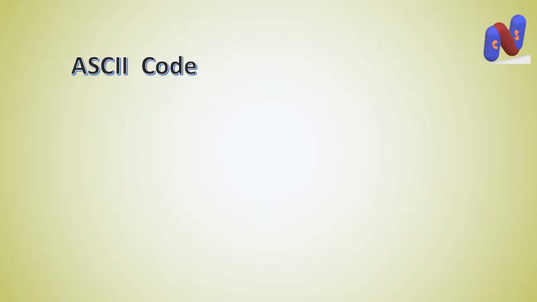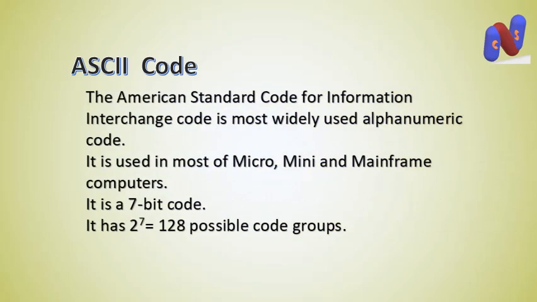So, ASCII code. The American Standard Code for Information Interchange is the full form of ASCII. It is the most widely used alphanumeric code. Means in the world it is used. Some years ago it was the most widely used code. It is used in most micro, mini and mainframe computers.